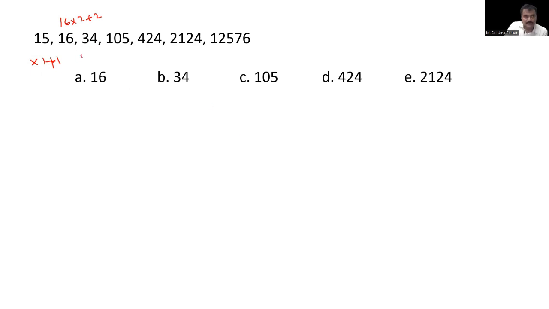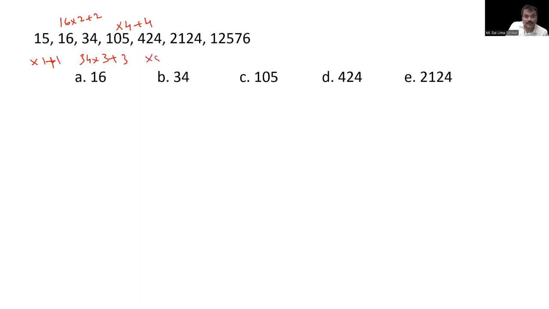What is the next one? 34 into 3 plus 3. 34 into 3, that is equal to 90, 102 plus 3, 105, that is also satisfied the condition. What next? 105 into 4 plus 4. 105 into 4, that is equal to 420. 420 plus 4, 424, that is also satisfied the condition.